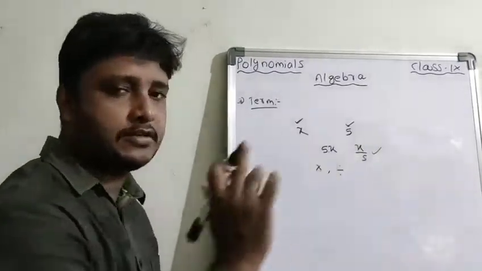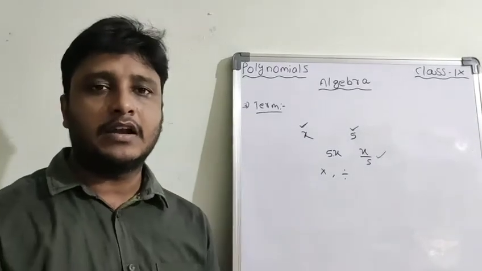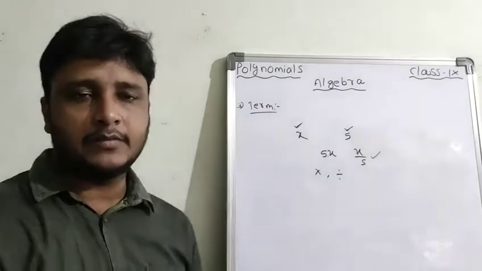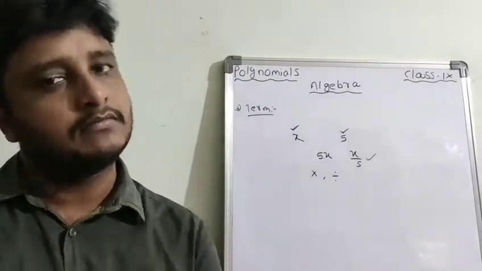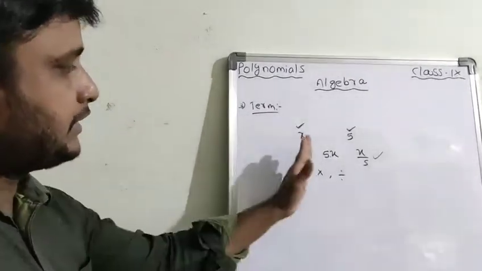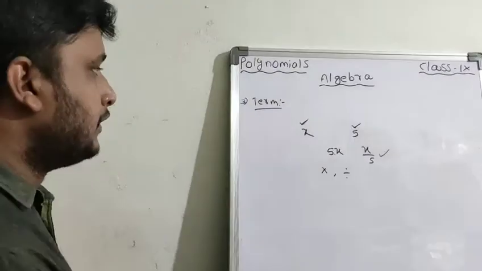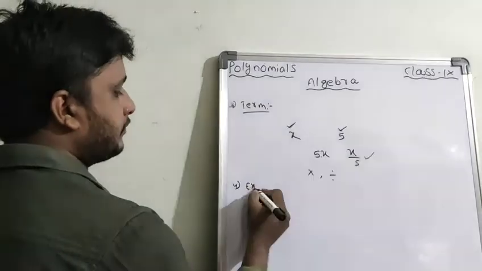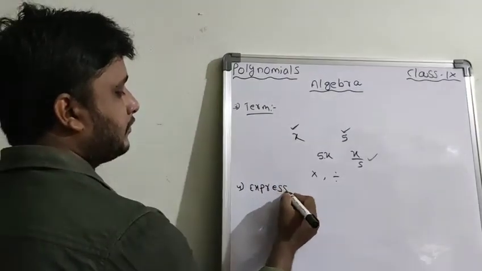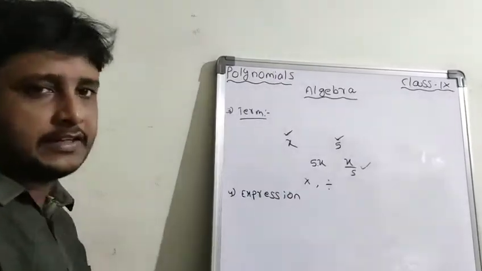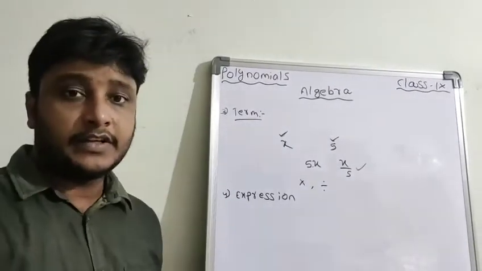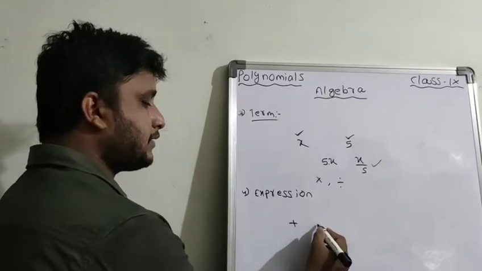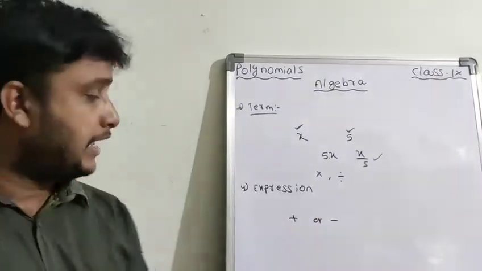So all constants are terms, all variables are terms, and if you multiply variables and constants, they are also terms, and if you divide variables and constants, they also come under terms only. So this is the definition of a term. Next, expression. Expression means the combination of terms with plus or minus symbols.